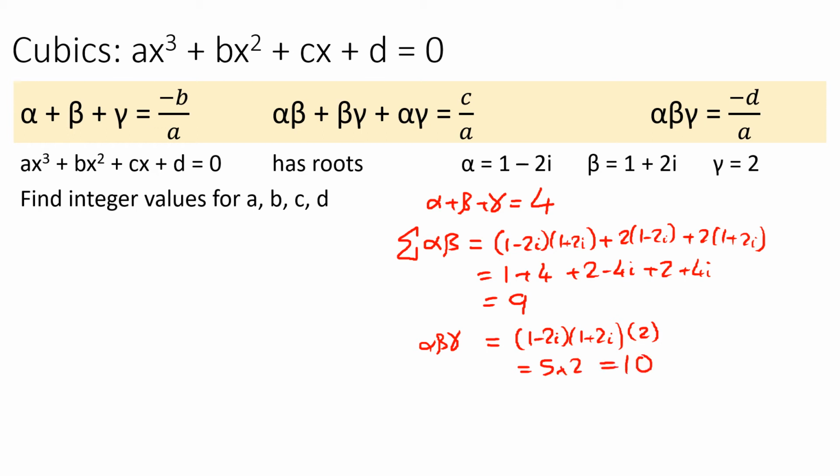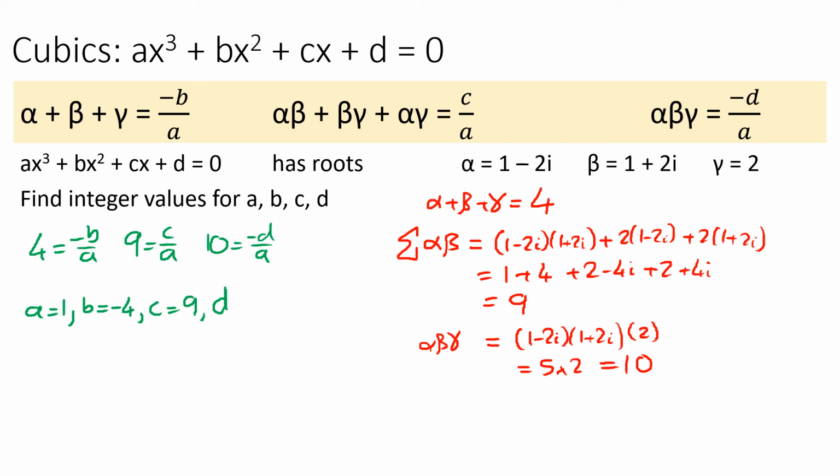So what's the point about this? Well, we know that 4 is equal to our minus b over a. We know that 9 is equal to our c over a. And we know that 10 is equal to our minus d over a. So if a was equal to 1, then that would tell us that b was equal to minus 4, that c was equal to 9, and that d was equal to minus 10. And they are all integer values, so we don't need to do anything else with it. So we could give our final answer as being that the cubic we started with was x cubed minus 4x squared plus 9x minus 10 equals 0.